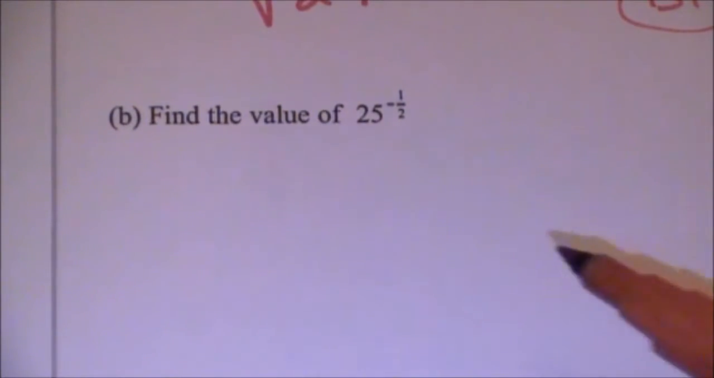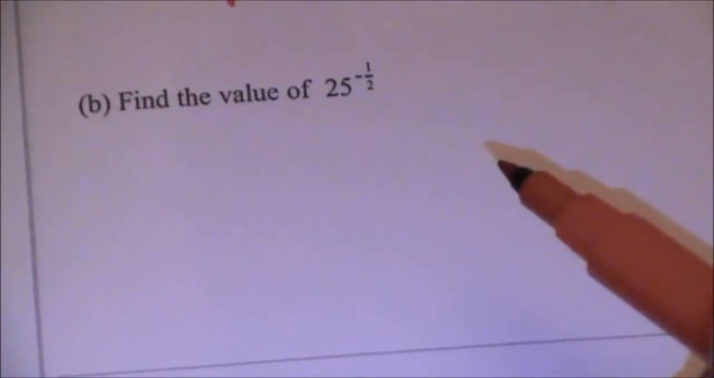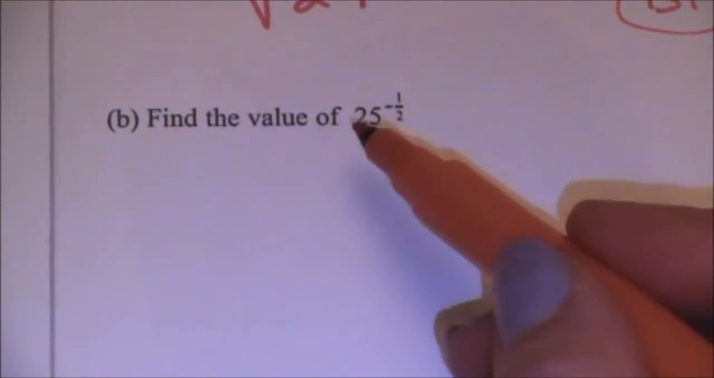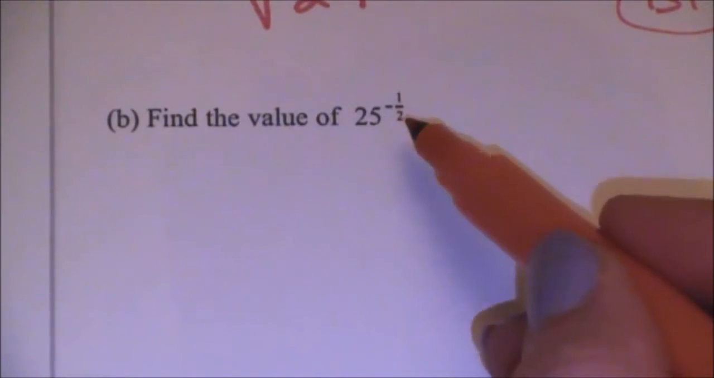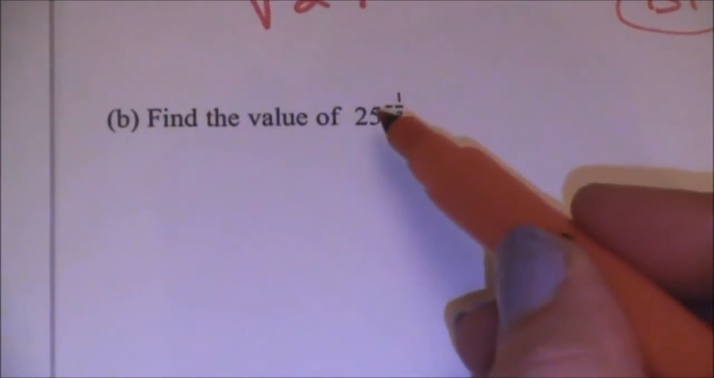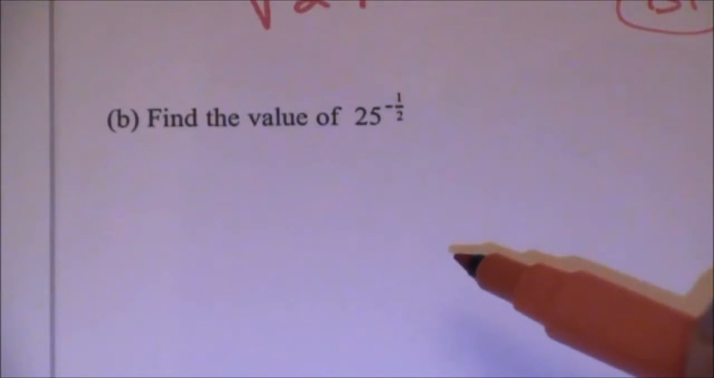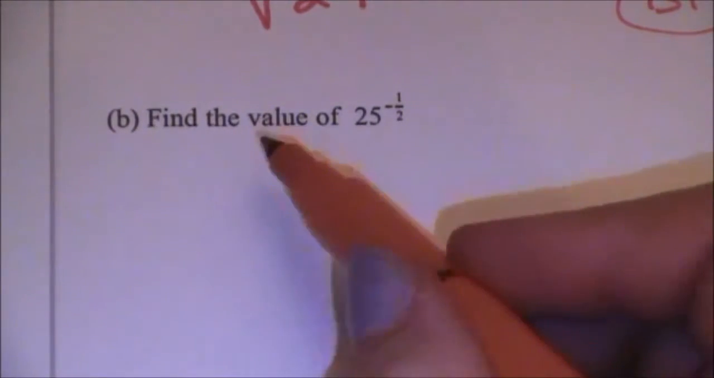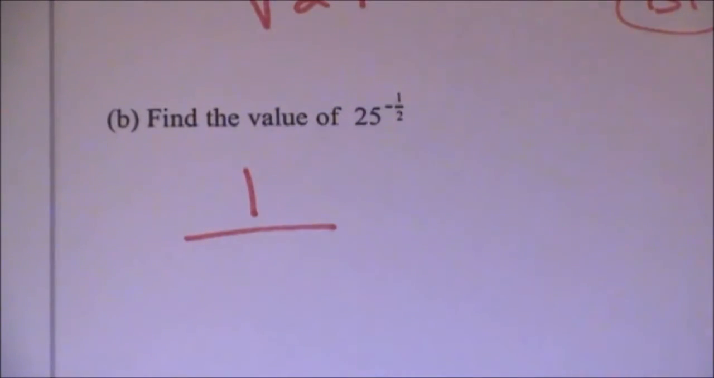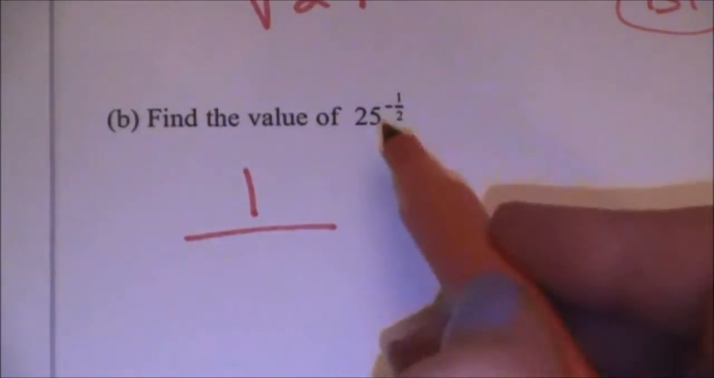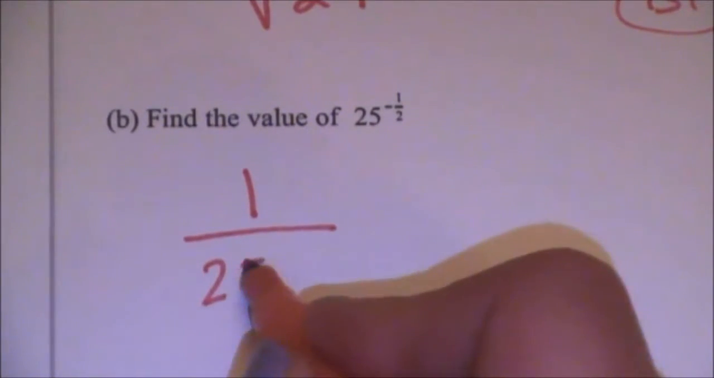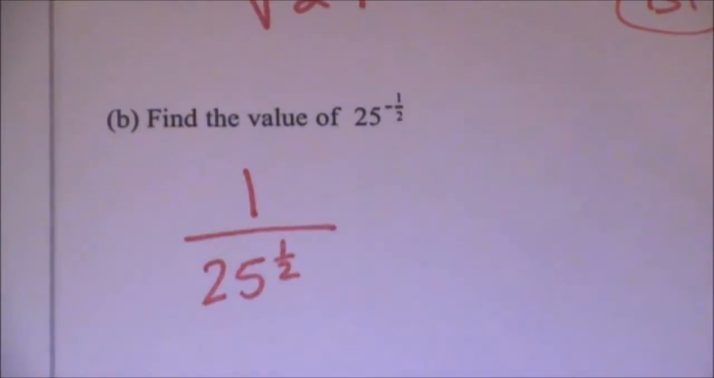Part B wants you to find the value of 25 to the power of negative a half. Now this is exactly the same as above. We've got a big number, we've got our root, and we've got our power. The only difference is this time we've got a negative on our power. Now the fact that we've got a negative indice means that our answer is going to be 1 over whatever you're left with. So knowing that that gets rid of the negative, I'm left with 1 over 25 to the power of a half.